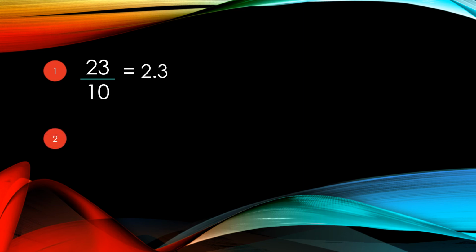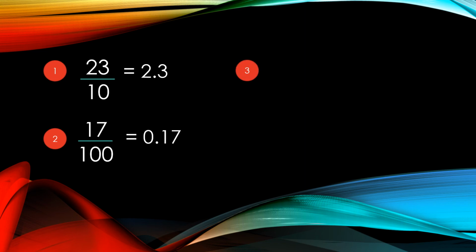Second one. 17 over 100. 17 over 100. That means you have to divide 17 by 100. There are 2 zeros in 100. Then you have to shift the decimal point 2 places to the left. The answer is 0.17.